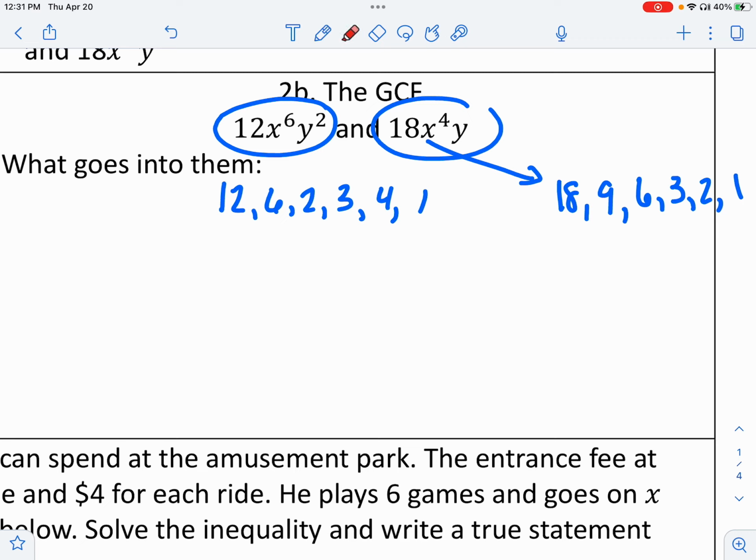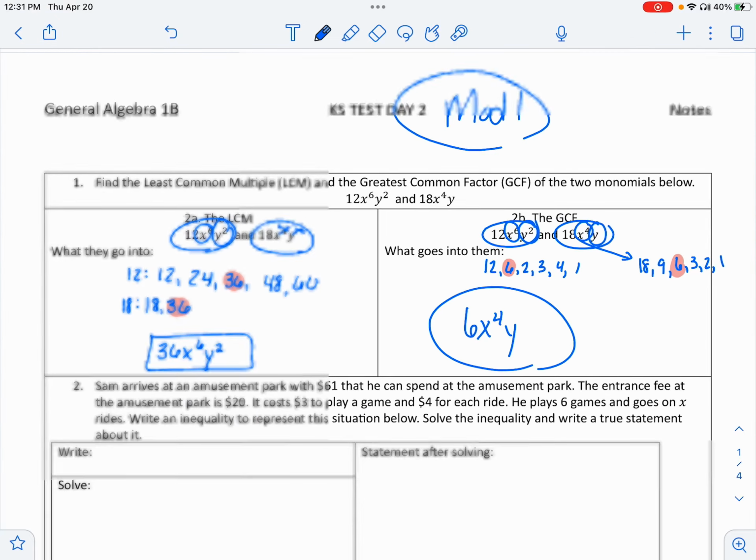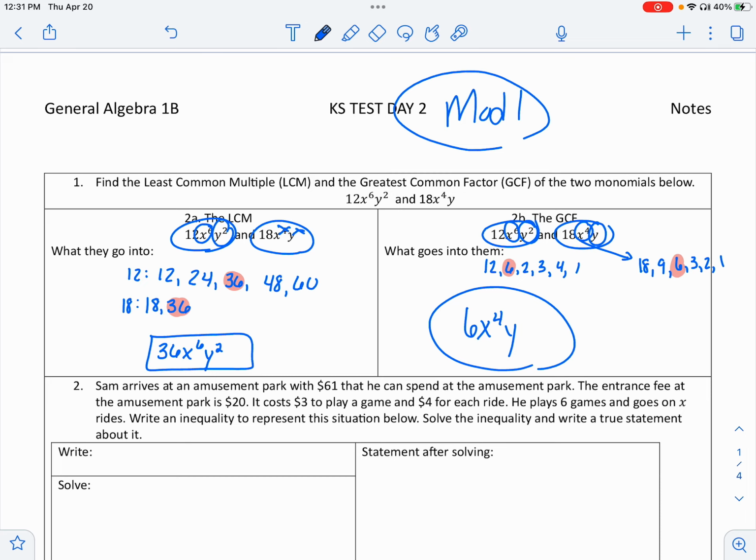So what's the greatest thing that they share? Those sixes. And that's something that you're used to finding, the GCF of something. And how many x's do they both have? Well, one has a 6 and one's a 4. So we have to say 4. We pick the smaller one. And do we pick y squared or y? We pick y. So it's weird, they act in reverse of each other.